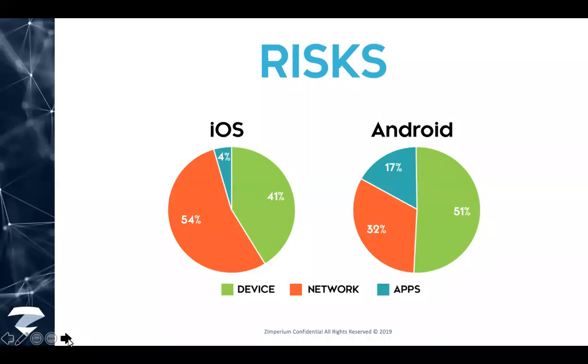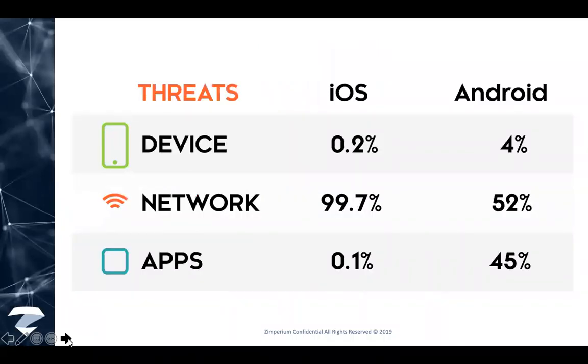So when we shift over to the threat side of things, this is where these devices have actually been attacked. It again is really interesting. The primary thing that jumps out here first, and then you've got to go down another level, is that 45% of the attacks on Android were malicious app-based attacks, whereas almost 100% of the attacks on iOS were network-based.